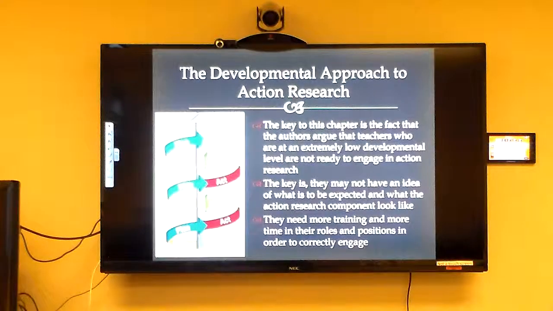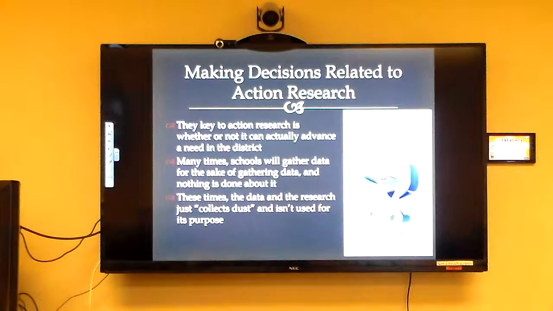We've already talked about the developmental levels in this course, but the teachers that are at the lower developmental levels are not going to have as many capabilities as people that are at a higher level. What I need to stress that I think is important is that a lot of times I have personally seen action research done for the sake of doing action research. Schools gather data, collect the data, and then they do absolutely nothing with it. They say, well, we collected all this data, and here it is. I've seen that happen more frequently than I care to admit. A lot of times the data will just collect dust, and it's not used for the purpose that it's supposed to be used for.